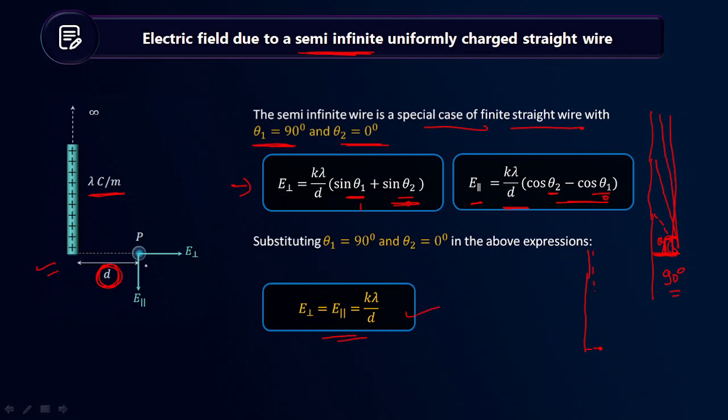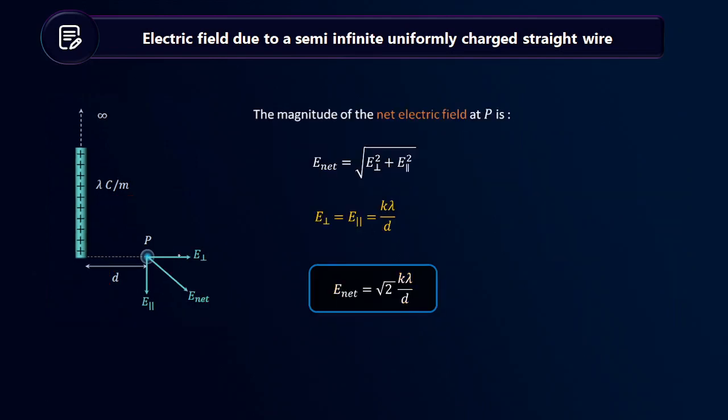So we can say the magnitude of electric field perpendicular and parallel is k lambda by d. So both components are equal. We can write E net is root under E parallel square plus E perpendicular square. Both are equal, so it will be root 2 k lambda by d. Clear? If it is positive charge, the direction of electric field is away from the charge. If it was negative charge, then it will be in the opposite direction, or negative, right?